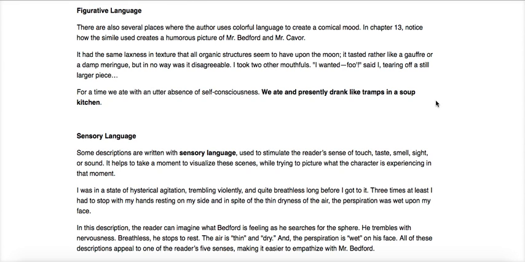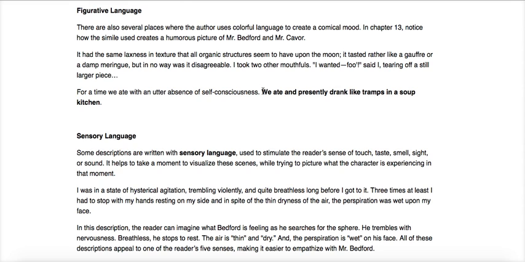It had the same laxness in texture that all organic structures seem to have upon the moon. It tasted rather like a gopher or a damp meringue, but in no way disagreeable. I took 2 other mouthfuls. I wanted food, I said, tearing off a still larger piece. For a time we ate with an utter absence of self-consciousness. We ate and presently drank like tramps in a soup kitchen.